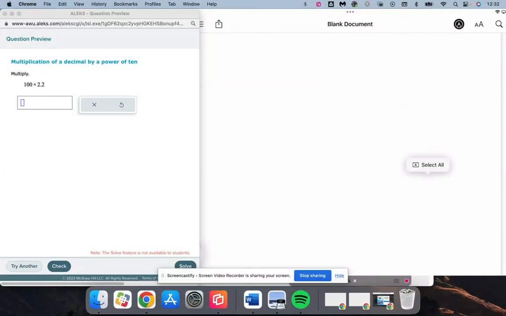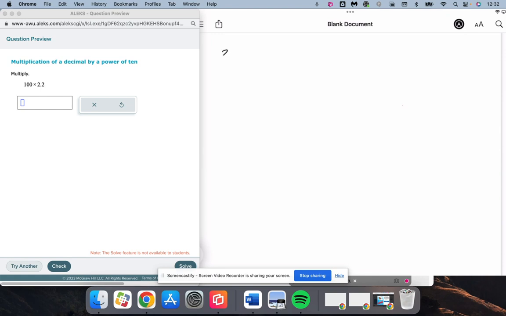So multiplying a decimal by a power of 10 is actually very easy. It's very similar to scientific notation or engineering notation. I will demonstrate the long way first, and then we'll go the short way. Multiplication is what we call commutative or associative, meaning we can put numbers in backwards order.